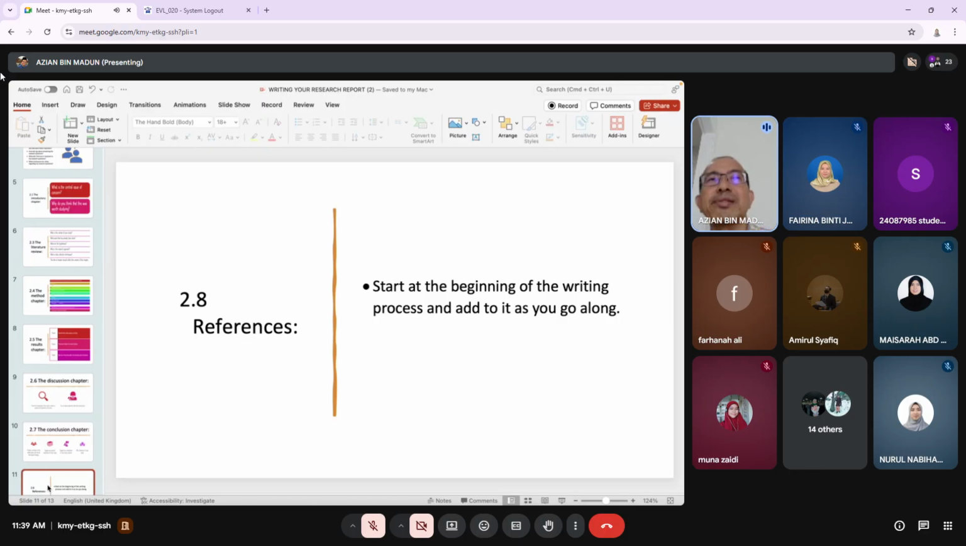Like I said, for the reference, make sure you use the same style. If you want to use APA from the first page, you must use APA until the end. Do not mix as you like. You cannot do that. If you use Harvard, Chicago, use Harvard, Chicago. If you want to use MLA, use MLA. If you use footnote, from the first page towards the end. So you must be consistent.